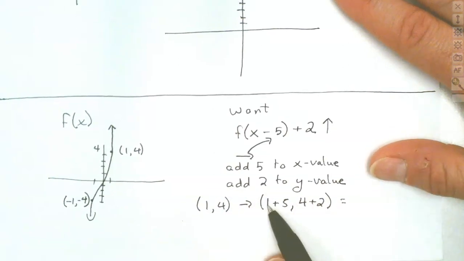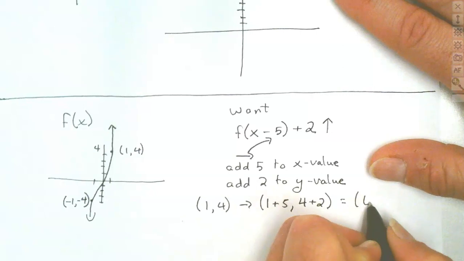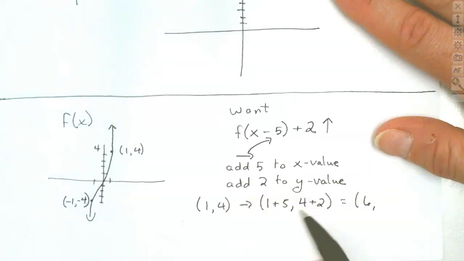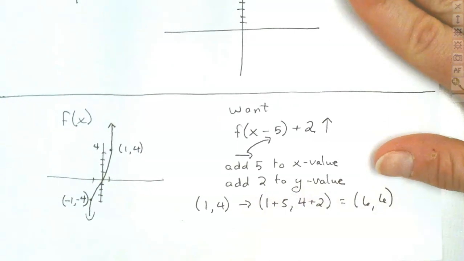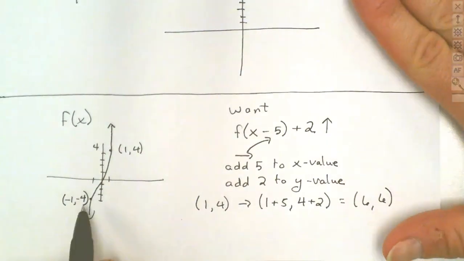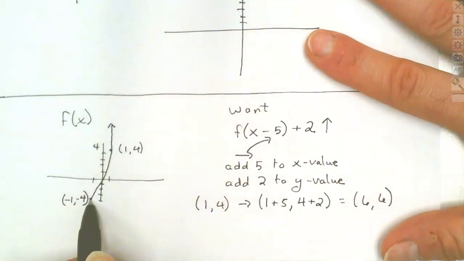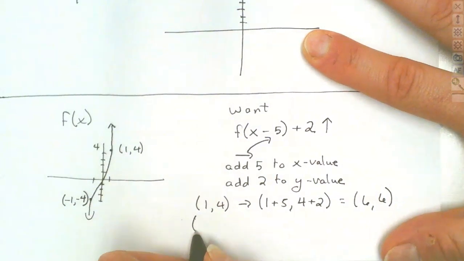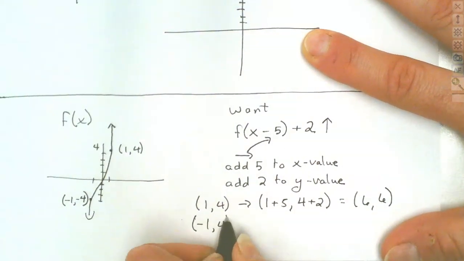So that makes it 1 plus 5, which is 6. 4 plus 2, which is also 6. So we look at each ordered pair, we're going to do each one. What about the next ordered pair from our picture? Well, the next ordered pair is -1, 4.